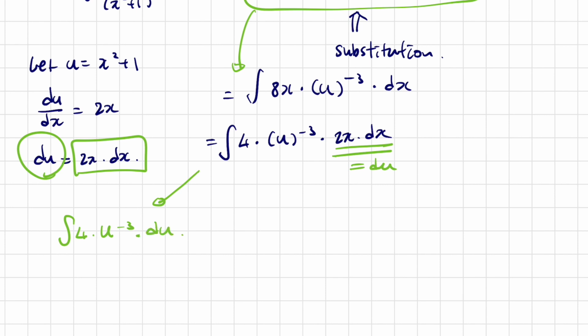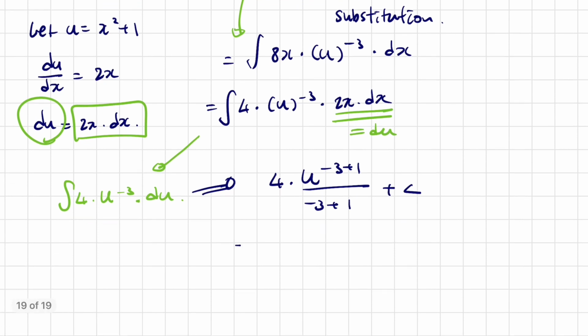Then we can now integrate this equation very simply. Then it will give us the value of 4 times u to the power of negative 3 plus 1 over negative 3 plus 1 plus c. Okay, then this simplifies as 4 times u to the power of negative 2 over negative 2 plus c, which is the same as negative 2 times u to the power of negative 2 plus c.